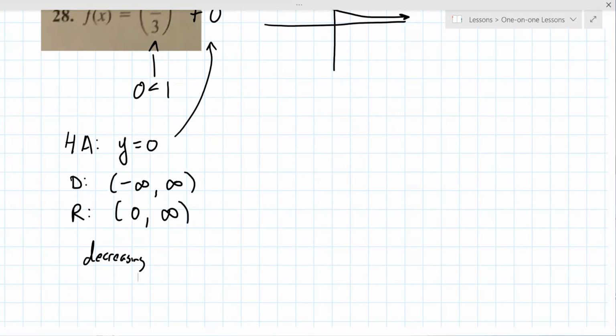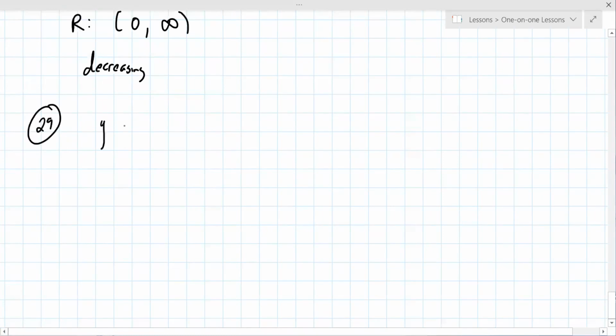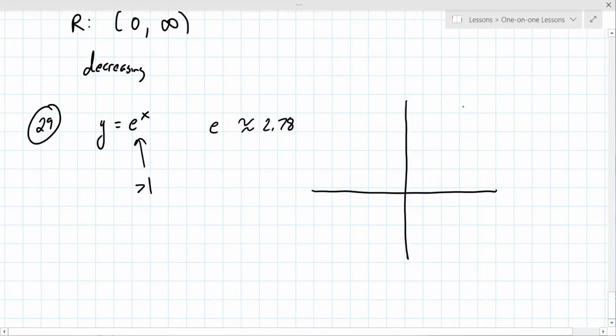All right, number 29. So here we've got e to the x. Is this like ln e to the x? It is very different. So e has an approximate value of like 2.78, which means that this number is bigger than 1. So it's going to grow. It's going to be a growth function here. So it looks like that.